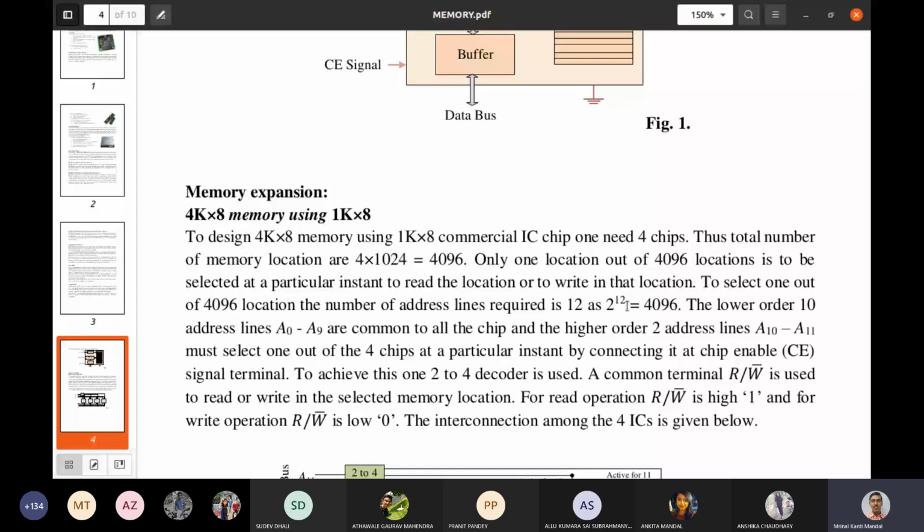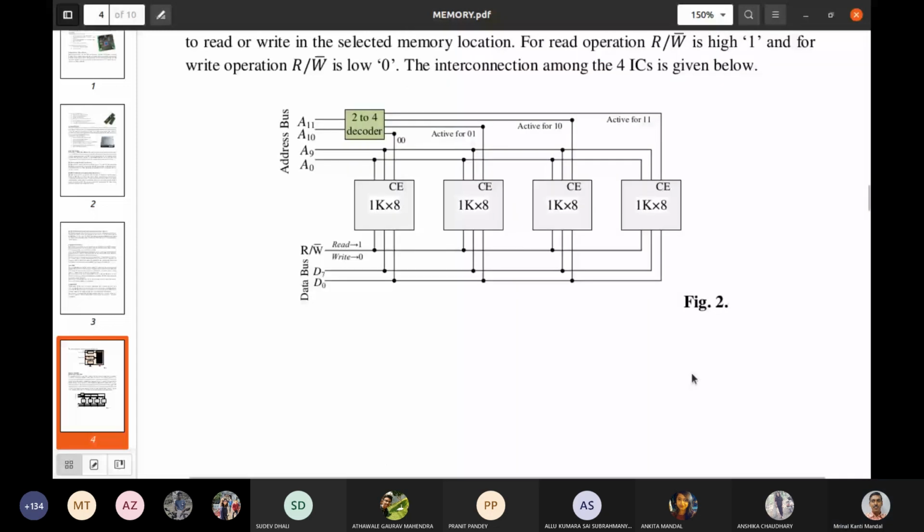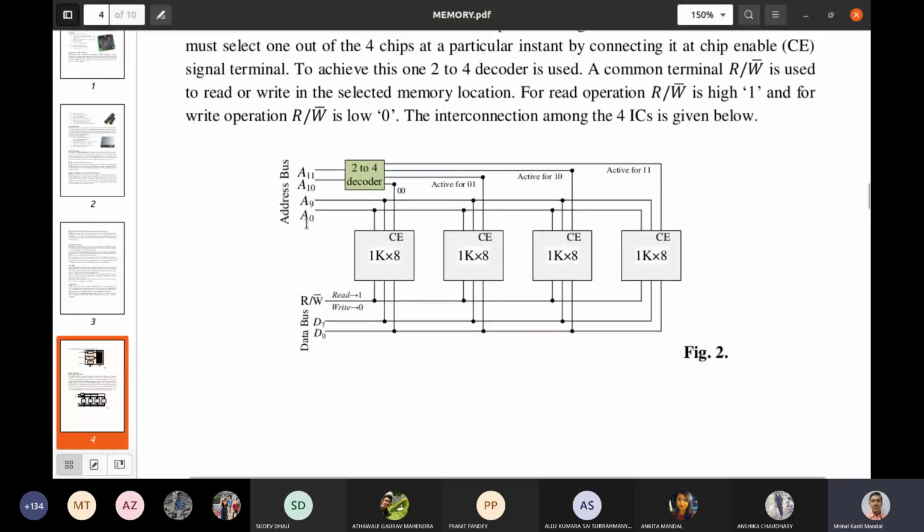You see, in this figure, it is mentioned, this is the address bus, 12 address bus, out of which 0 to 9, these are common in all the 4 IC. And 10 and 11 are connected to a decoder. Then when these 2 address lines both are 0, then it will activate this first IC.